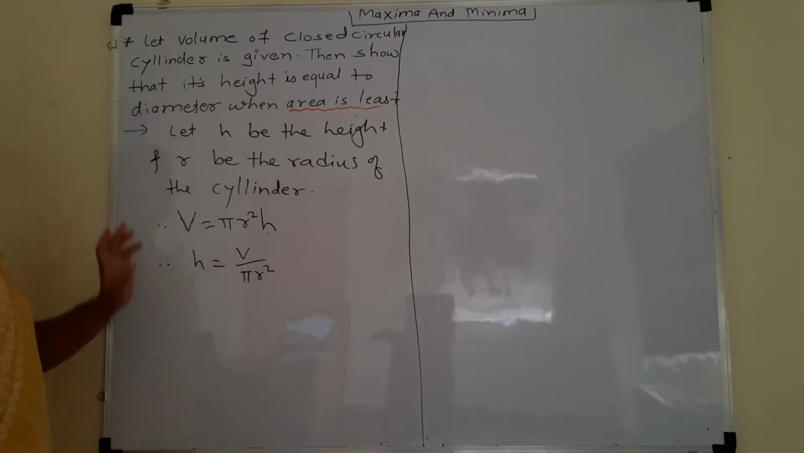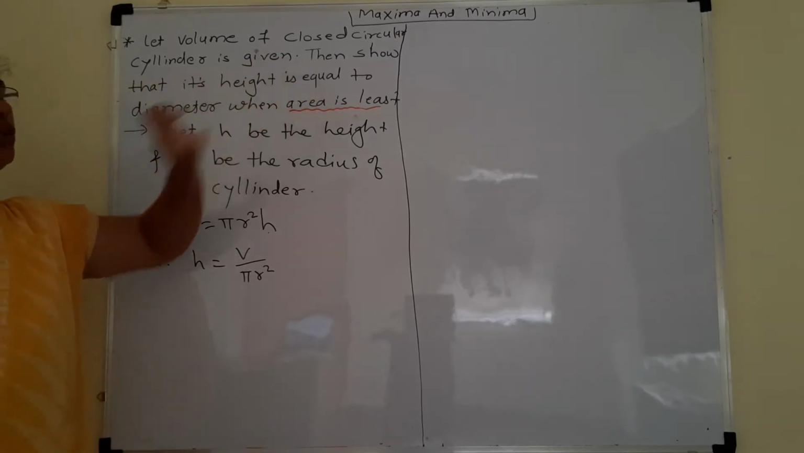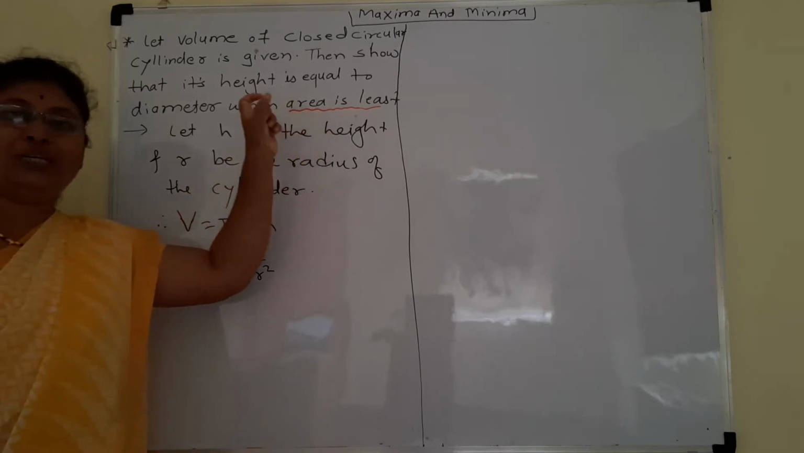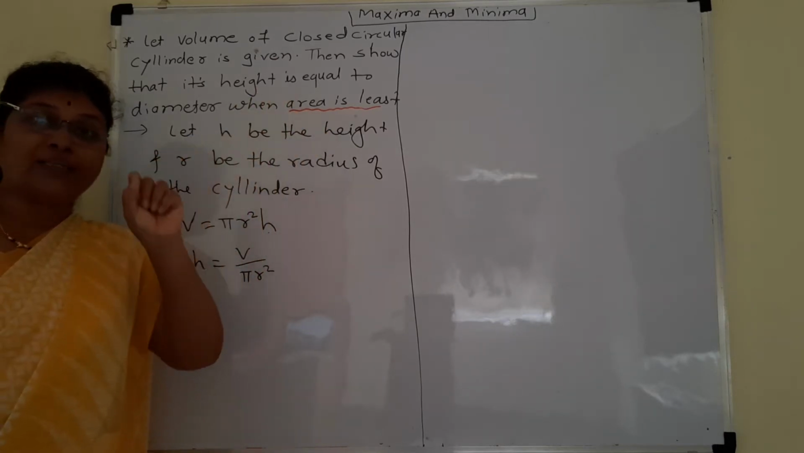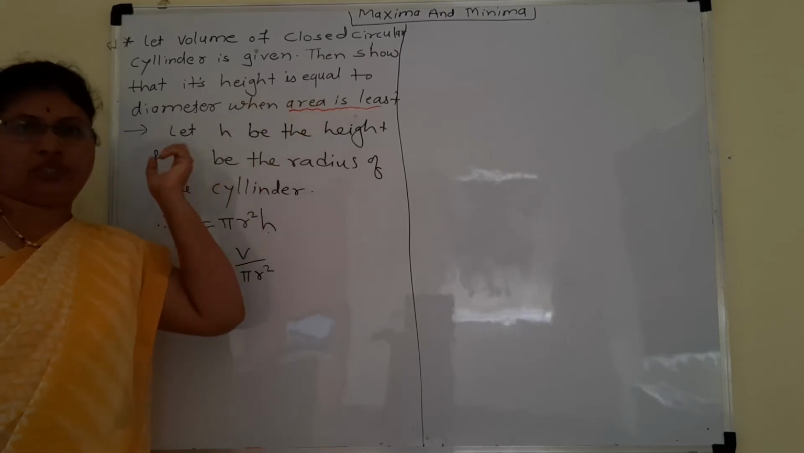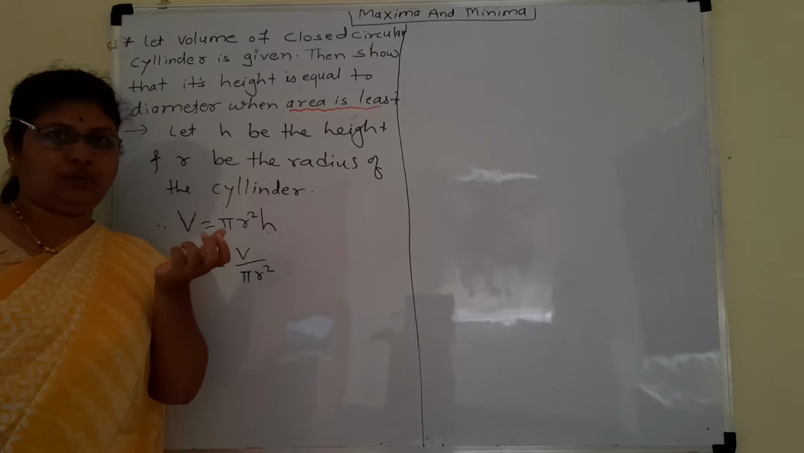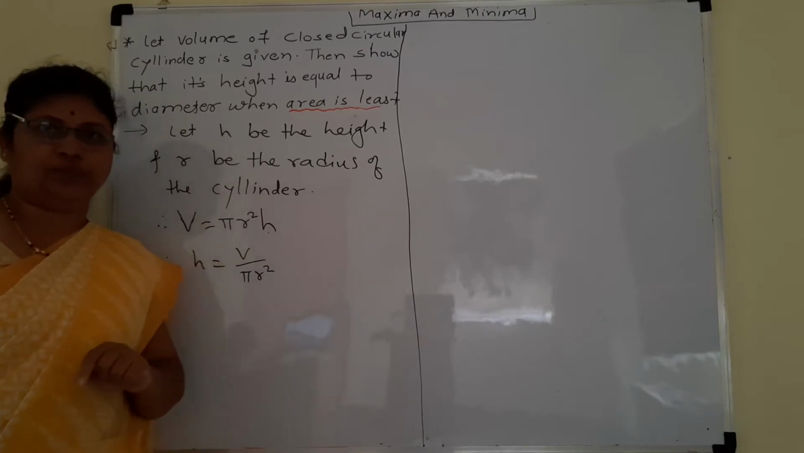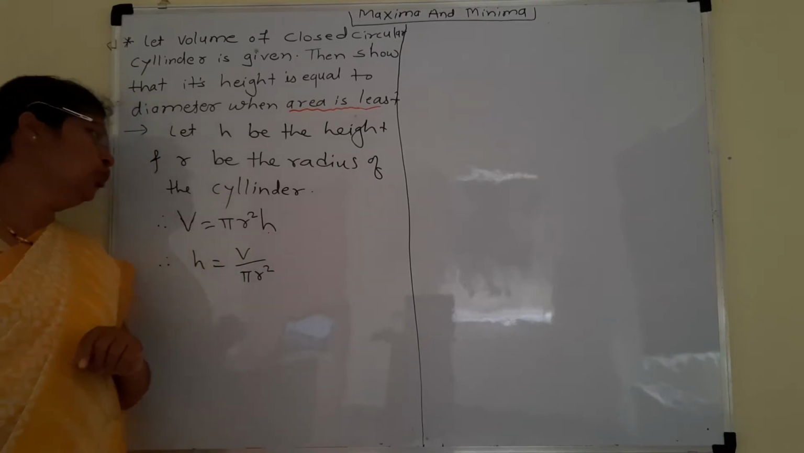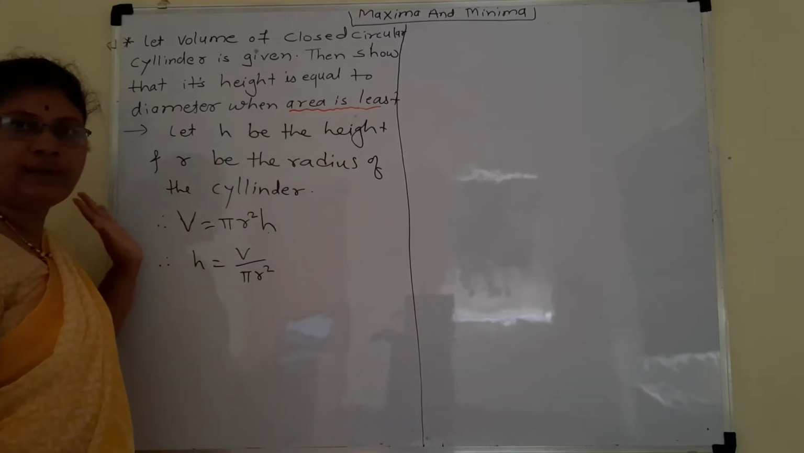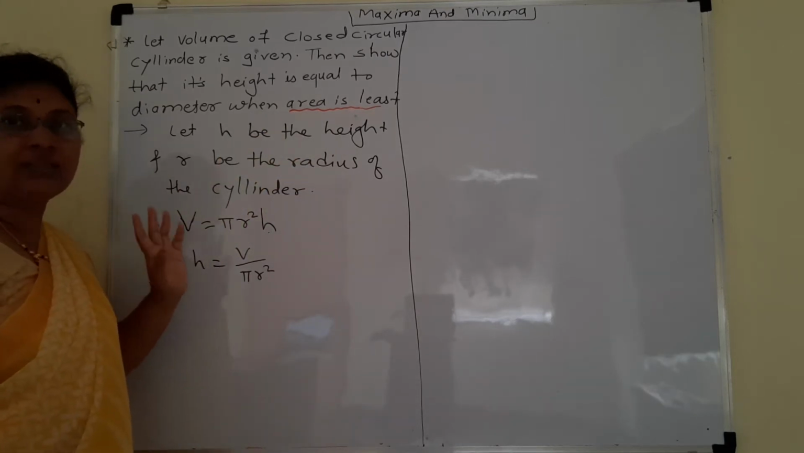Now consider area. Area should be least. Minimum area means that will be our function. You have to ask the question: what is minimum or what is maximum? And that should be your function. So what is the minimum here? Area is minimum, so area will be my function. I will consider that area.